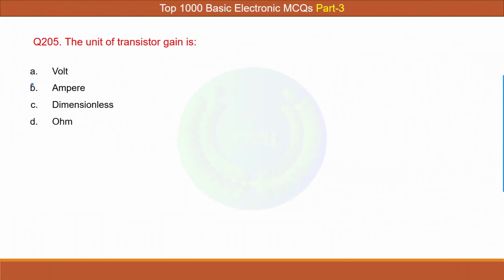Next question. Question number 205. The unit of transistor gain is option A, volt. Option B, ampere. Option C, dimensionless. Option D, ohm. The answer is option C, dimensionless.